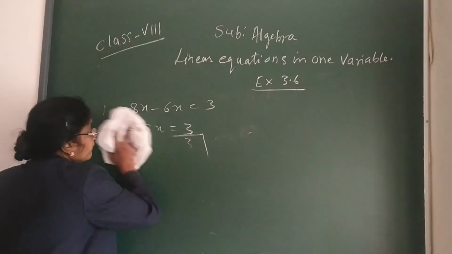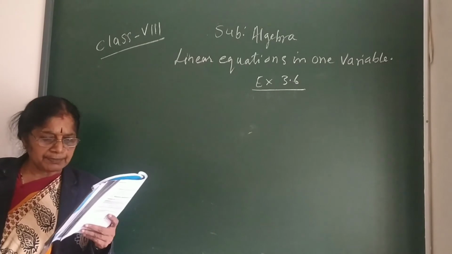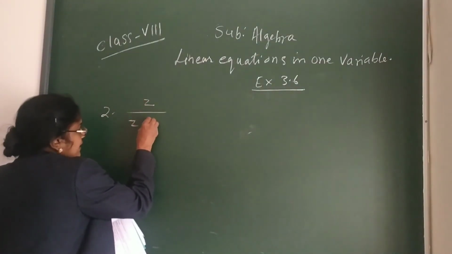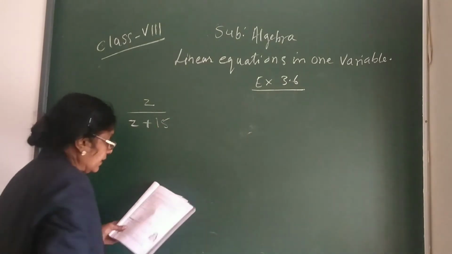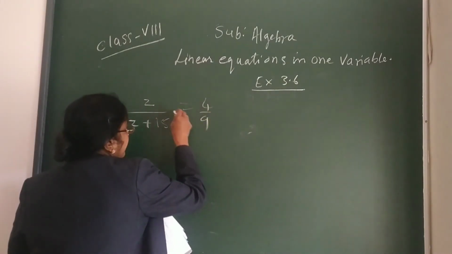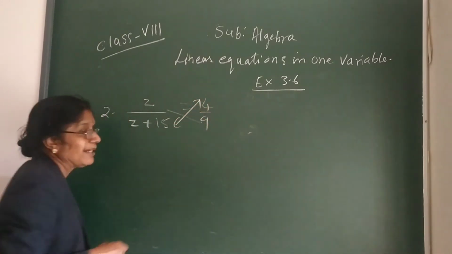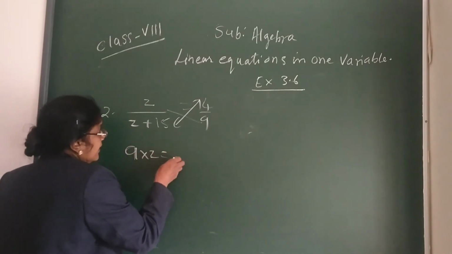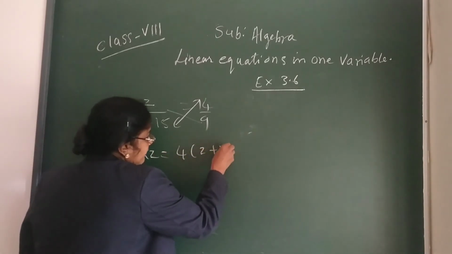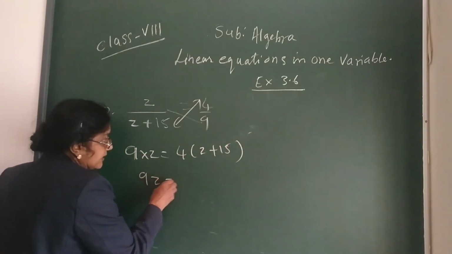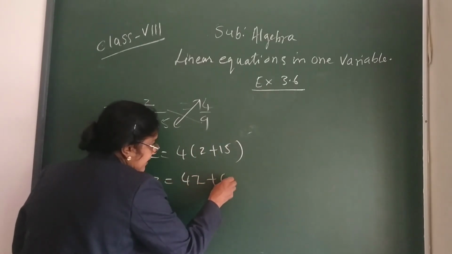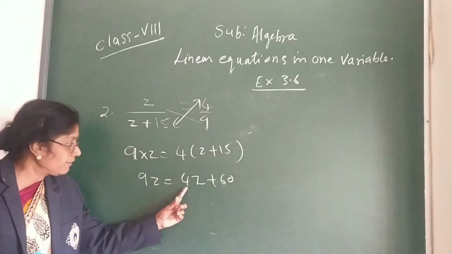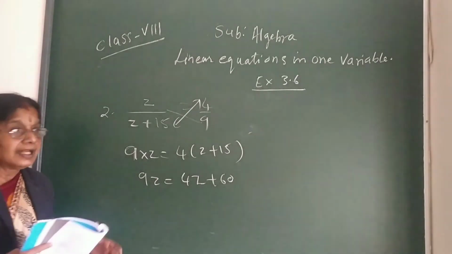Now the next sum. This is also the same transposing method. Second sum is z divided by (z plus 15) is equal to 4 by 9. We are going to do cross multiplication first. So 9 into z is equal to 4 into (z plus 15). 9 into z is 9z, and 4z plus 60. Now you can see both sides have variables. So what should we do? 4z will transfer to the left hand side.